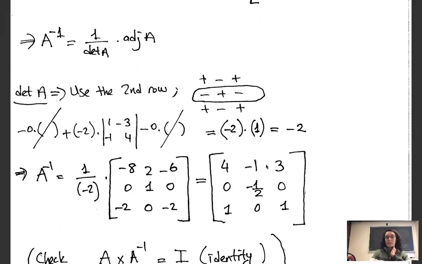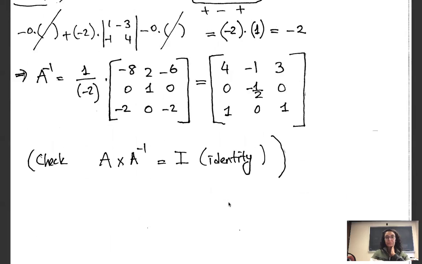It's a bit long process, but if you can't row reduce your matrix, you can always use this method as well. Okay.